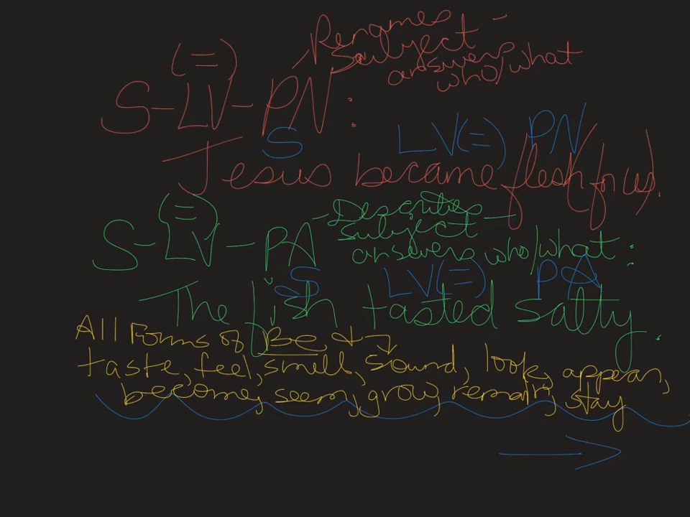Remember that a predicate noun follows a linking verb and it renames your subject. Jesus became flesh for us. Okay? For us is prepositional. I marked it off. Might help you. You don't have to. And then what you have left is Jesus became flesh. Jesus is your subject. Became is a linking verb. Okay?